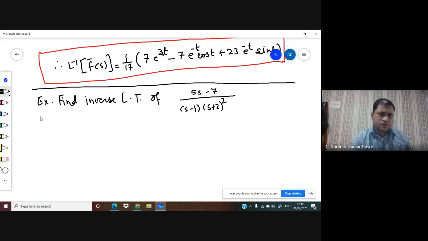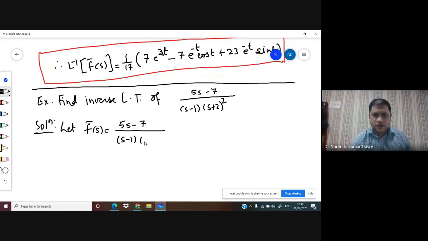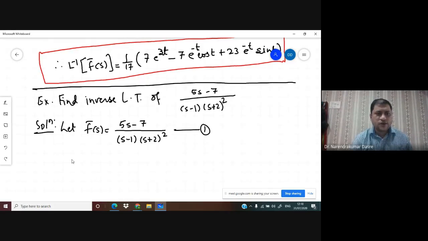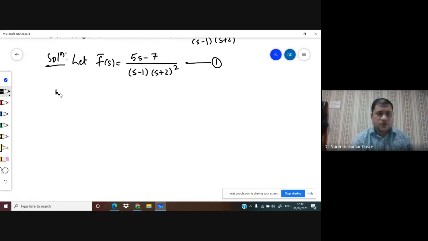Again, so we go with the solution. Let F bar of s be equal to (5s - 7) upon (s - 1)(s + 2) bracket square. So this is going to be equation 1. Now we consider the partial fraction. So we have (5s - 7) upon (s - 1)(s + 2) bracket square.